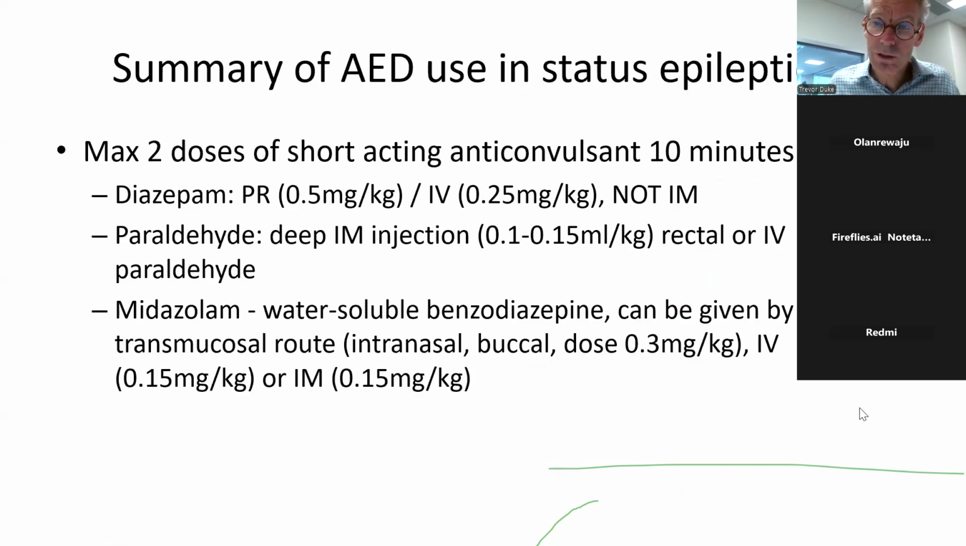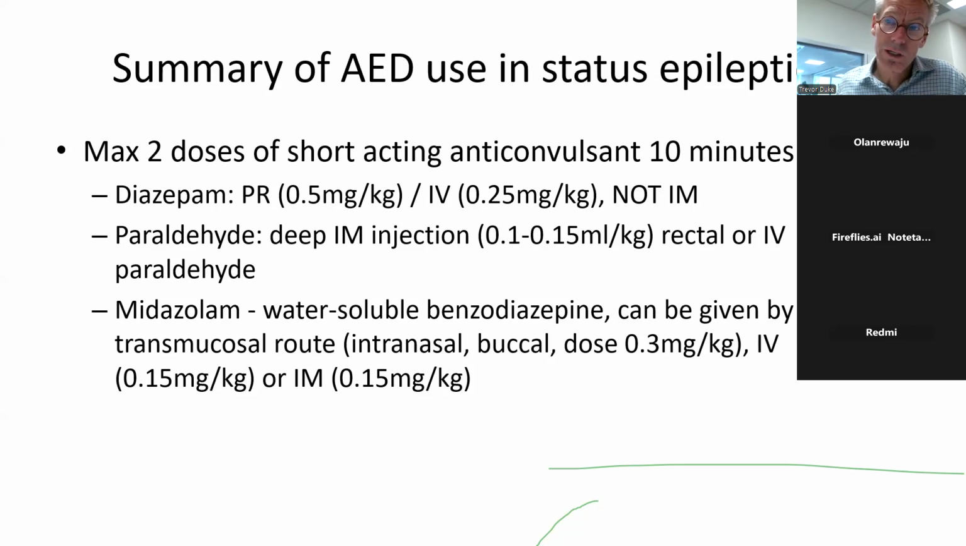So in terms of a summary of the anti-epileptic drug use in status epilepticus, first of all, a maximum of 2 doses of short-acting anticonvulsants, 5 to 10 minutes apart. And the options are diazepam given rectally or intravenously. You never give diazepam intramuscularly. It's very painful, and never do that. Very irritant as well. Or paraldehyde, by deep intramuscular injection, or it can be given rectally, or it can be given intravenously.